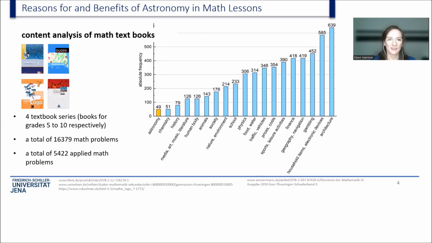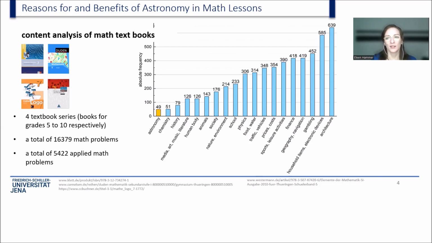I analyzed 24 math textbooks and read all their applied math problems and categorized the topics. And these are the 19 categories I found. The winner is architecture as the most used topic in these problems. And well, you could say the loser, or the least used topic, is astronomy. So there I saw my chance to fill in a gap.